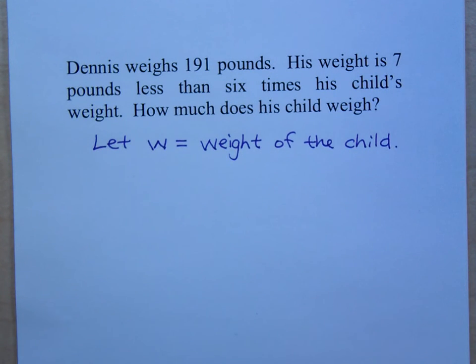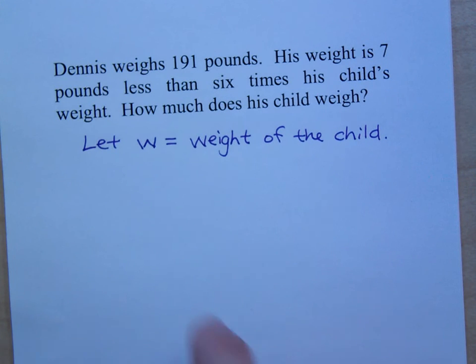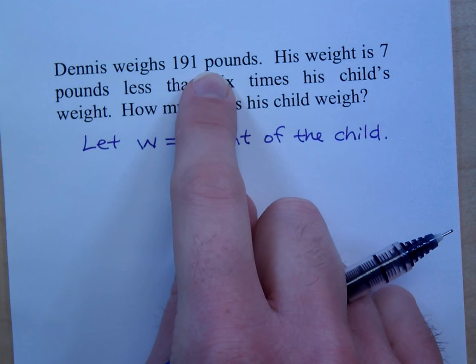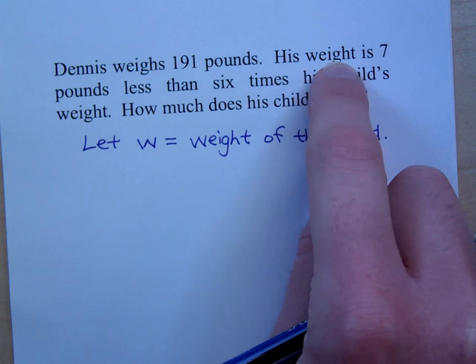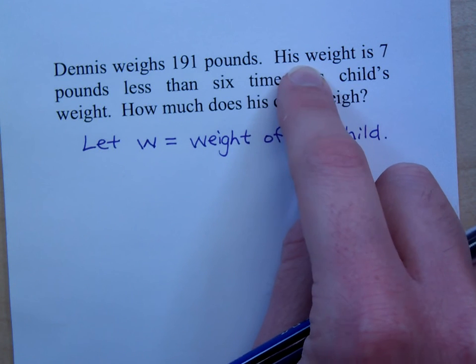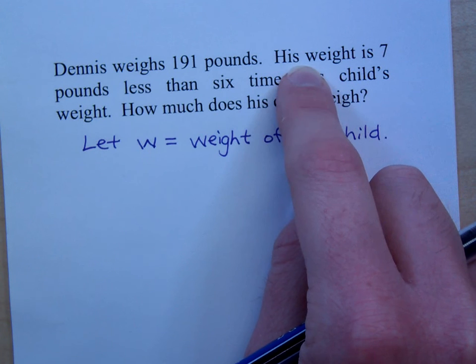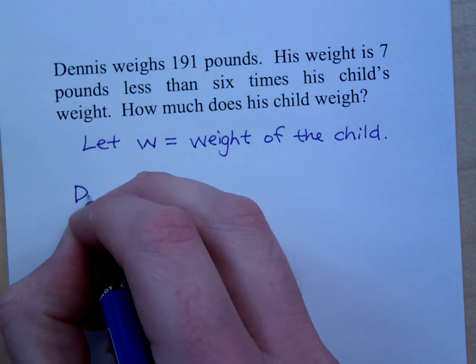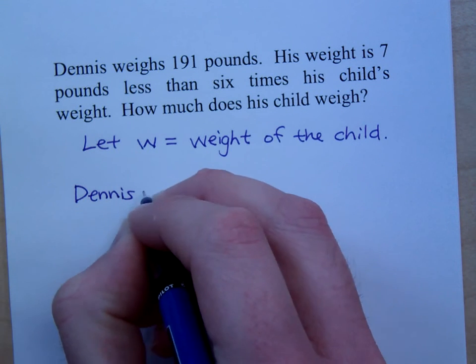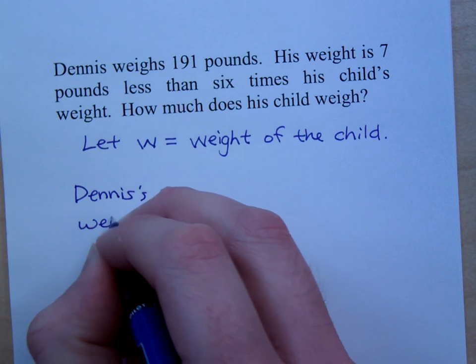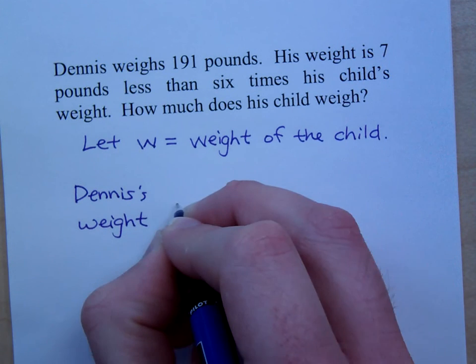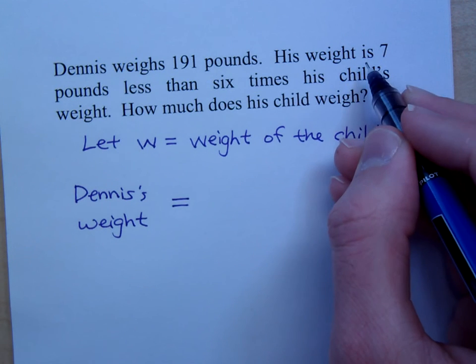All right. Now, when we're trying to write an equation, sometimes we will mix words and the algebra together to see how the setup looks. It says Dennis weighs 191 pounds, and then it goes on to say his weight. So the his weight is referring to what? It's Dennis's weight, right? So we can say this. Dennis's weight, his weight, is or equals, right?